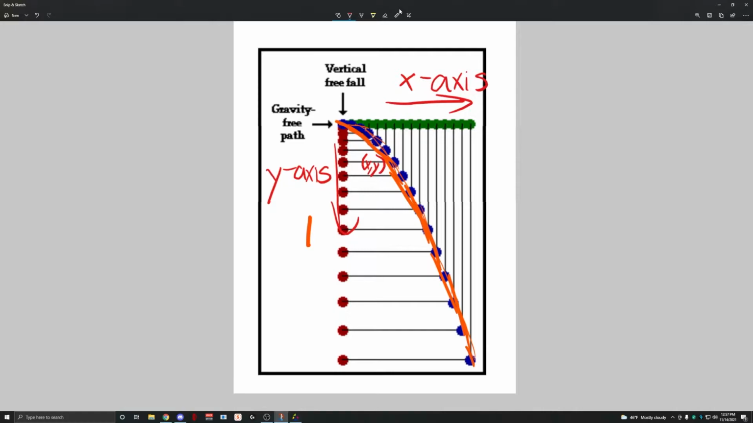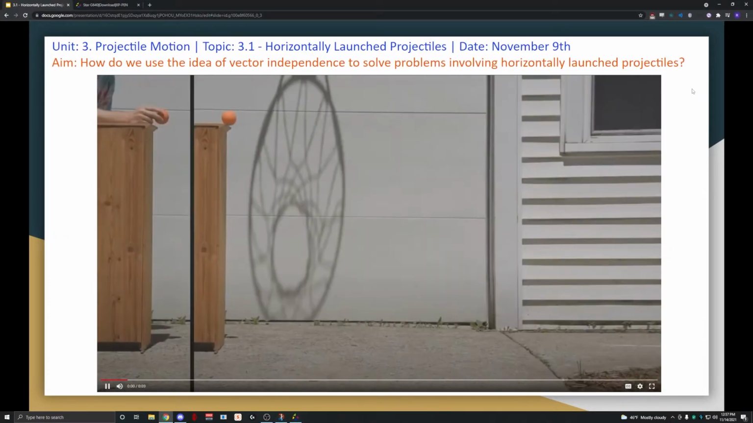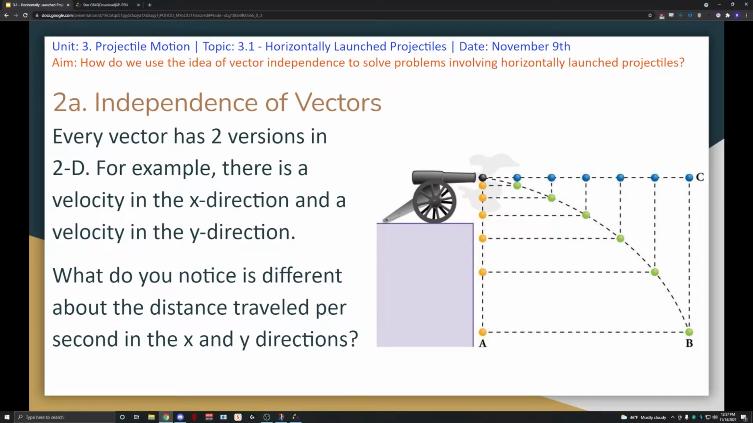Along each of these points, along the path of this projectile, it's at a certain x position and a certain y position. There's an x and a y position to each of these points along the projectile's path. And so we can say there is an x velocity and there's a y velocity. Now, 2a: independence of vectors.